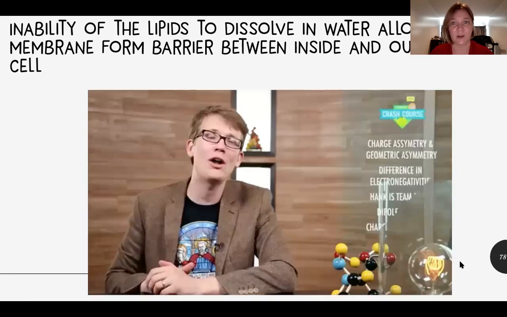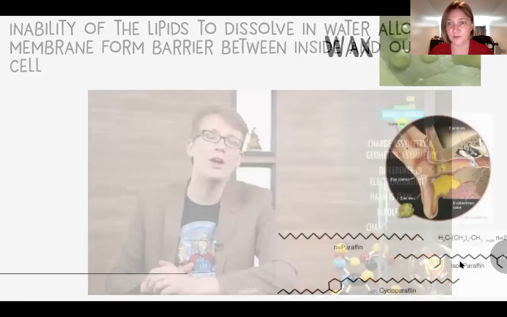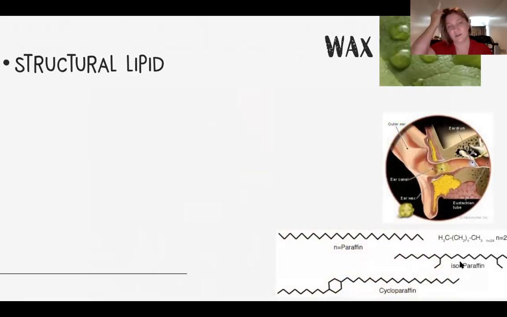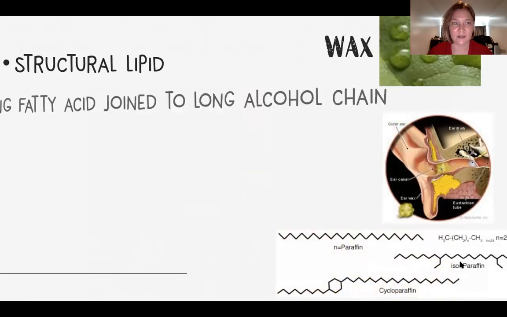Okay, so it just makes a barrier because water can't get past those hydrophobic tails. So you're basically keeping the water both to the outside and to the inside of the cell because of those hydrophobic tails. Okay, the third type of lipid that contains fatty acid is a wax. It's called a structural lipid.